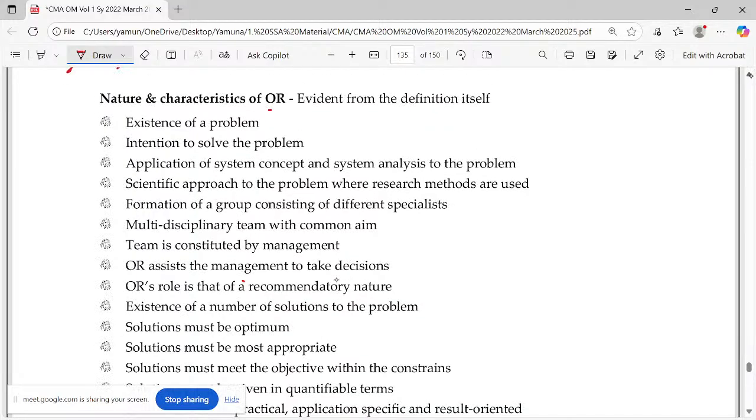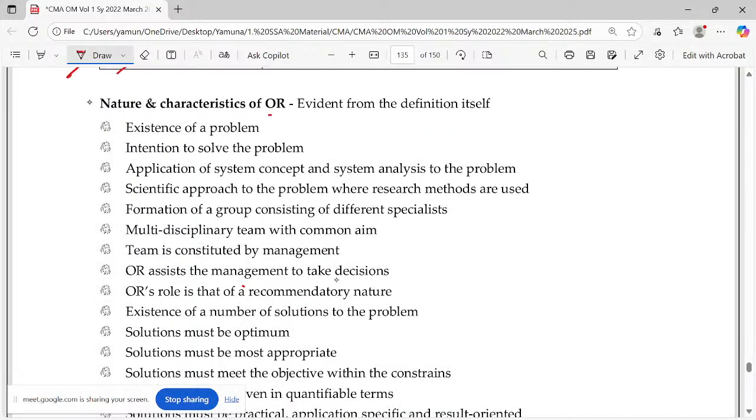Can you note this heading, nature and characteristics of OR, somewhat often asked question. It's evident from the definition itself when we say OR, it's completely realistic. What do you mean by OR? There is a problem. Okay, see everywhere we'll be having a problem, and we need to have the intention to solve the problem. Please make a note of it.